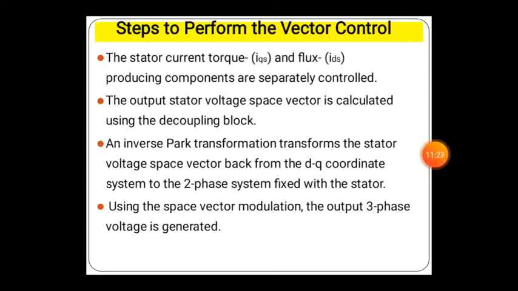Now the stator current torque-producing component IQS and flux-producing component IDS are separately controlled. Next, the output stator voltage space vector is calculated using the decoupling block, and the inverse Park transformation transforms the stator voltage space vector back from the dq coordinate system to the two-phase system fixed with the stator. And last, using space vector modulation, the output three-phase voltage is generated. So this is the algorithm. According to that, you can perform the vector control method easily, step by step.